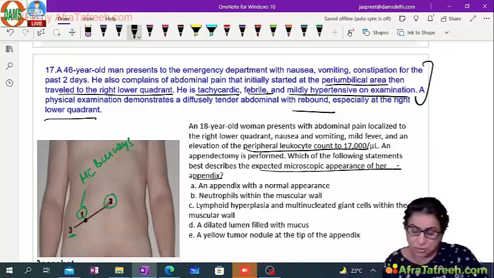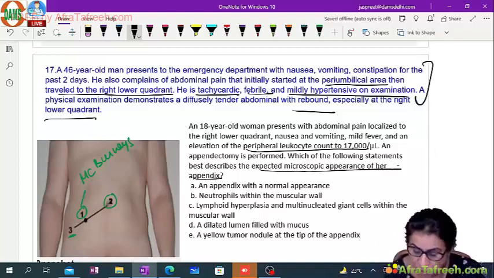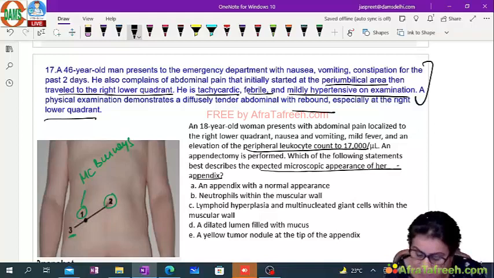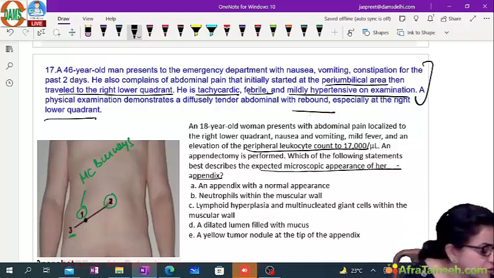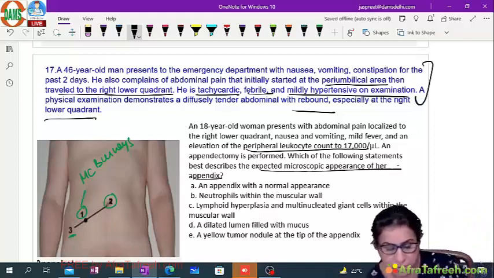So what is the answer to this? An appendix with normal appearance; neutrophils within the muscular wall; lymphoid hyperplasia and multinucleated giant cells in the muscular wall; a dilated lumen filled with mucus; a yellow nodule at the tip of the appendix. So what is the answer to this question? What do you think is the answer?